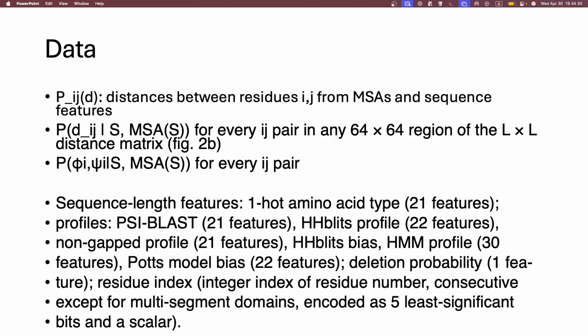That's a matrix. And then we will also calculate, for every pair in every region of the distance matrix, which we'll get to in a minute, a probability. This is what we're deriving in the first part: the distance given the sequence and the MSA of that same sequence. And then the next one is the two angles: the angles given the sequence and the MSA of the sequence for every IJ pair as well.